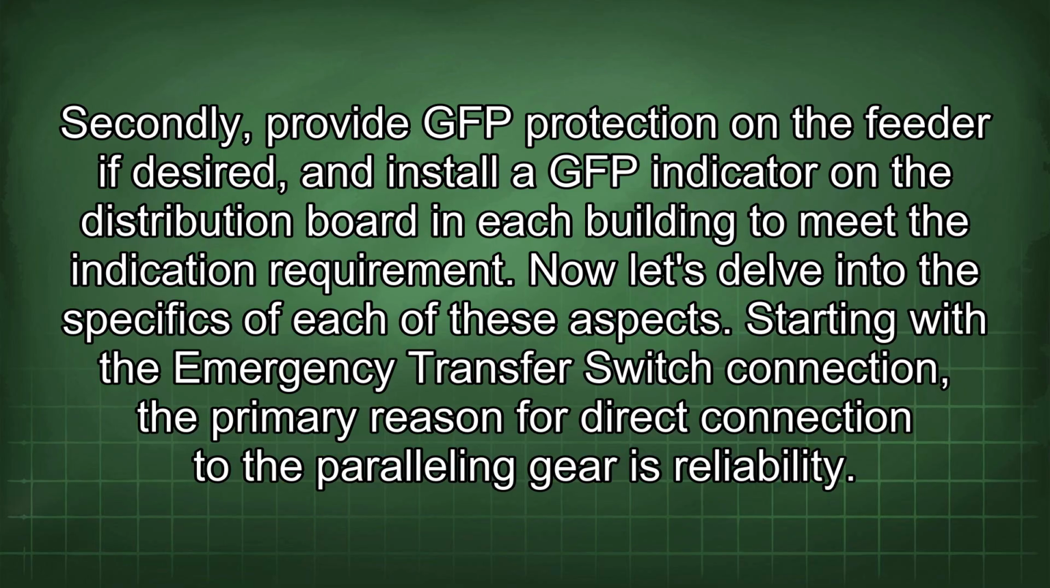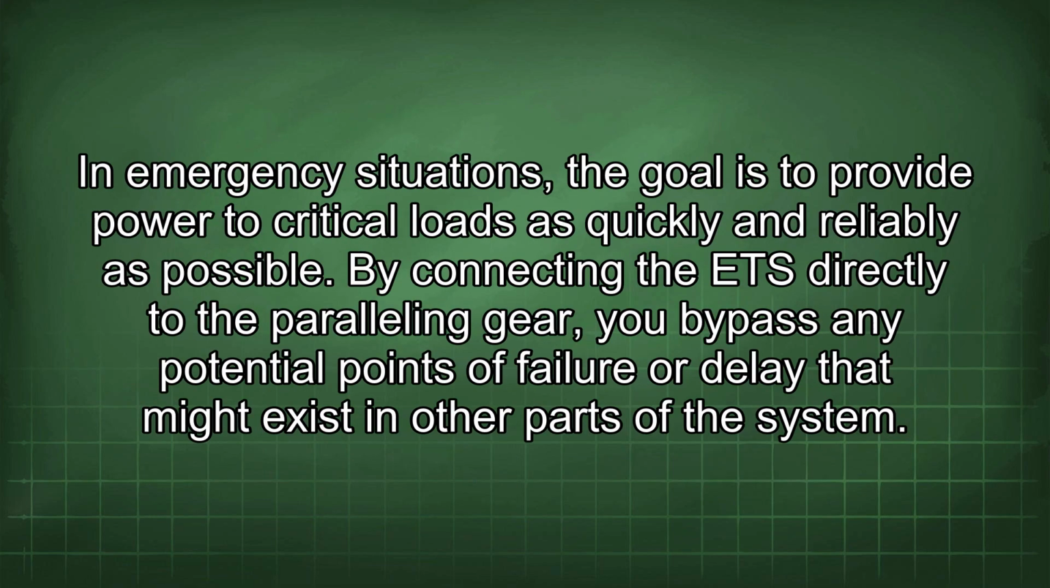Starting with the emergency transfer switch connection, the primary reason for direct connection to the parallel link gear is reliability. In emergency situations, the goal is to provide power to critical loads as quickly and reliably as possible. By connecting the ETS directly to the parallel link gear, you bypass any potential points of failure or delay that might exist in other parts of the system.